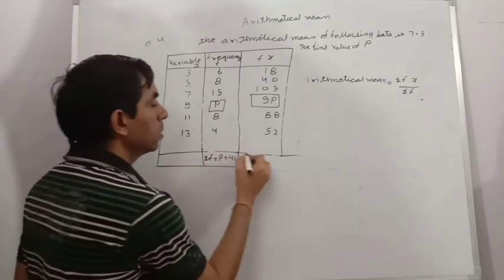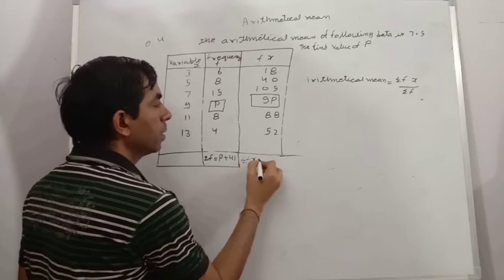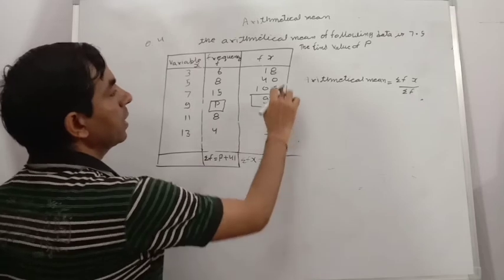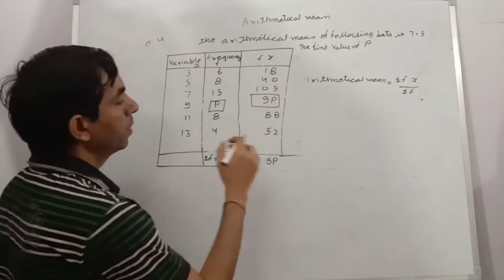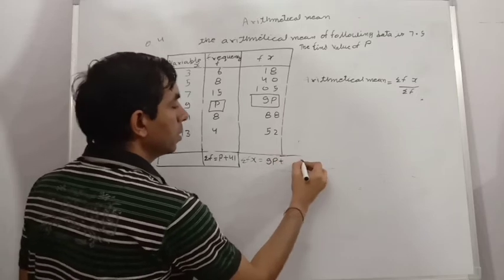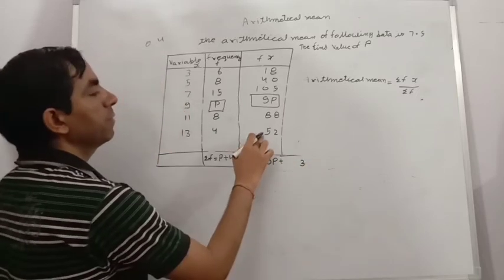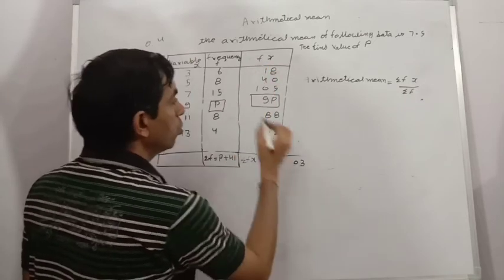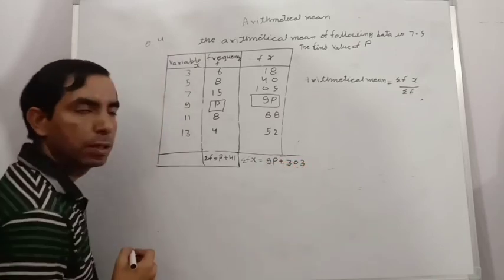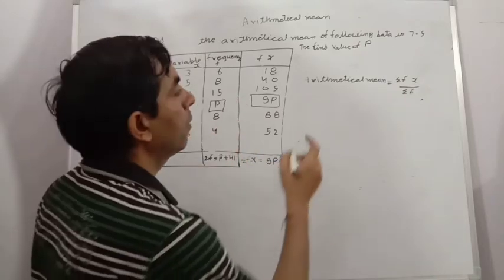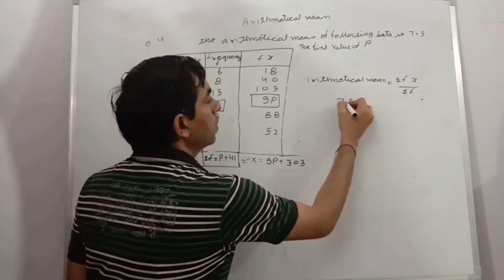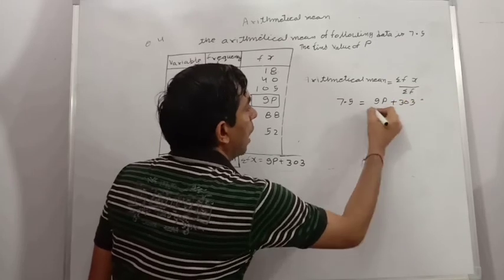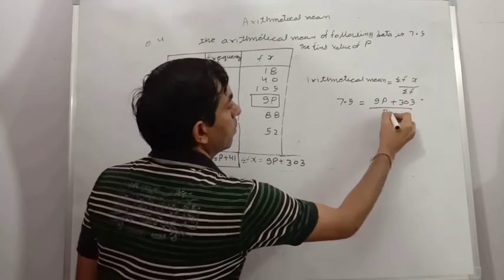So add it. Summation of fx: the alphabet term is as it is, 9p, then the sum of the other numbers gives 303. Now we write the values in our formula. So mean is 7.5. Sum of fx is 9p plus 303 upon p plus 41.